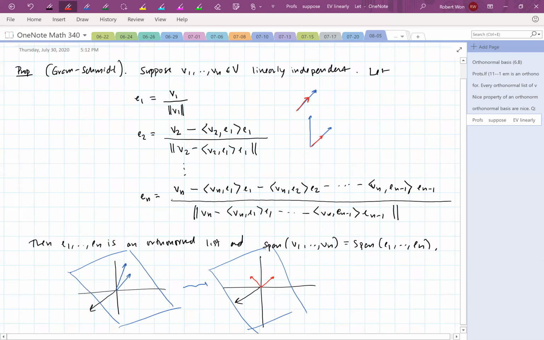And what you'll do is take V2, but subtract off enough of V1, or of E1, to make it orthogonal. And then of course you'll scale it. So you subtract off this much of E1, that's this bit. You're taking V2 and subtracting off this much of E1. That takes you to this vector. And then you scale it. So this will be your second vector, this will be E2.